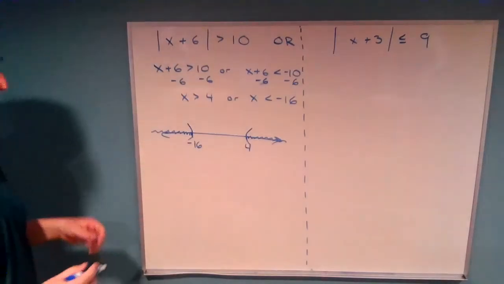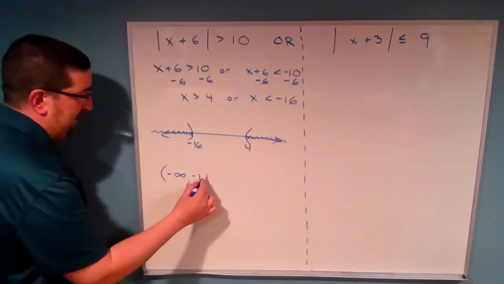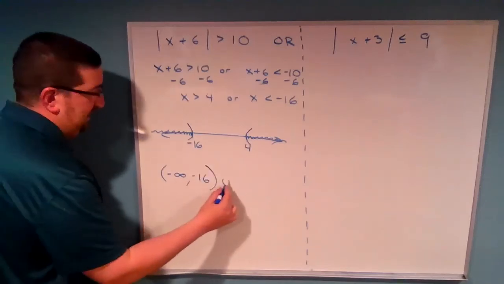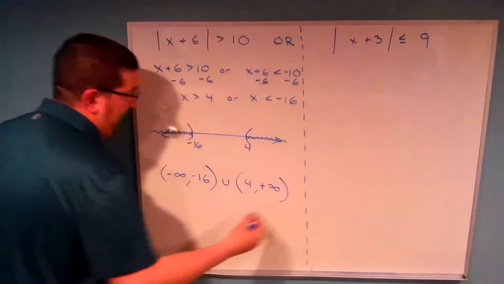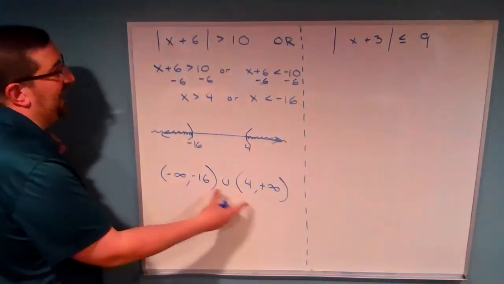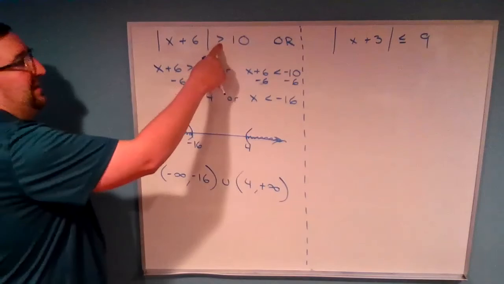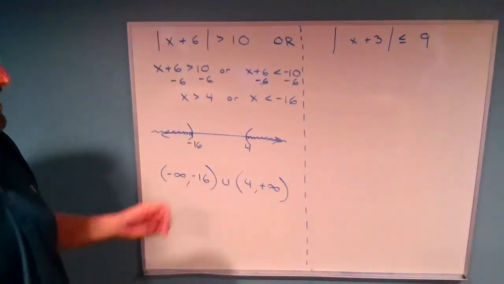To represent this in interval notation, that would be from negative infinity to negative 16, in union with from 4 to positive infinity. Why did I put the parentheses here and not brackets like I did last time? Because this was just greater than. It wasn't greater than or equal to.